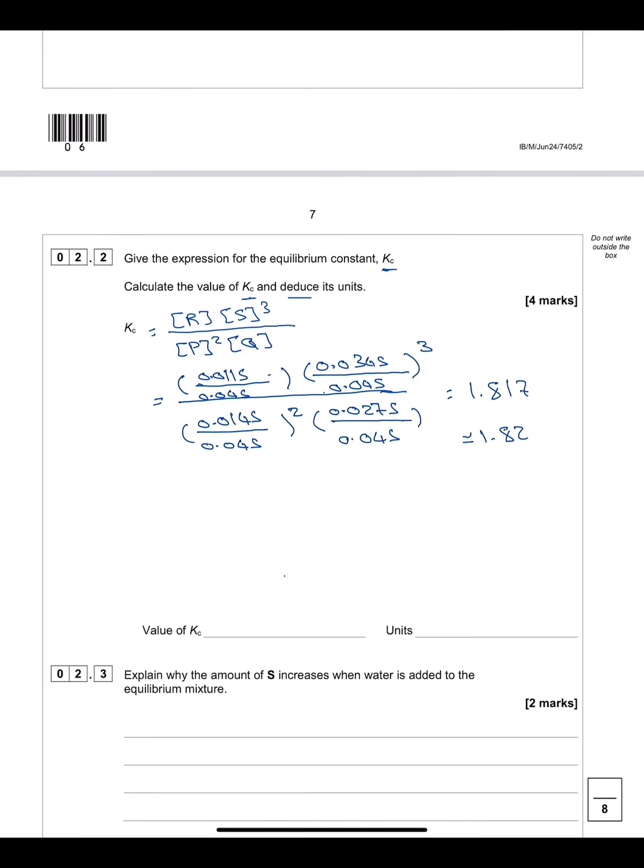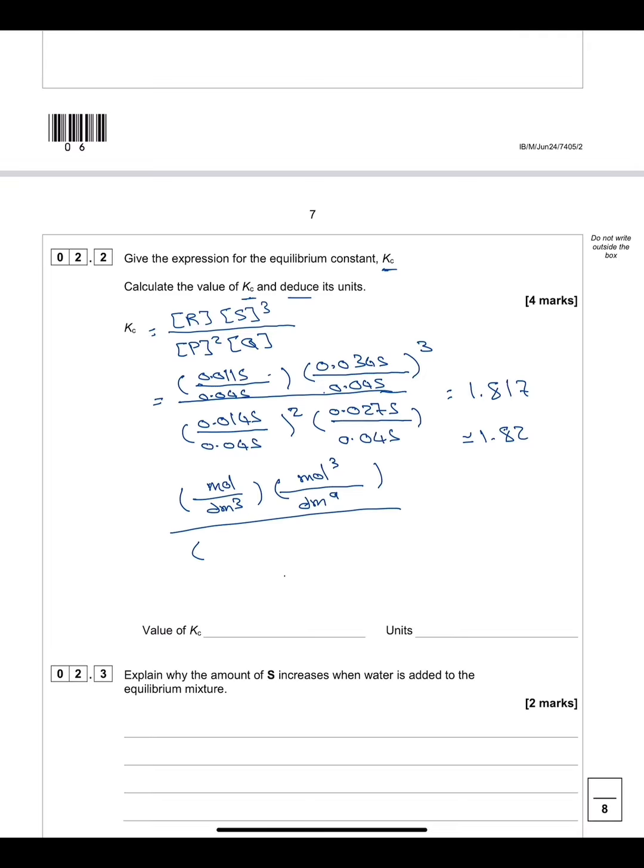Now we need to find the units. Remember that we can find the units based on the different terms for the concentrations we've used and the powers we have used. So let's take it step by step. For the R, it's going to be mole over decimeter cubed. And then that's multiplied by the cube of the concentration of S, so it's going to be mole cubed over decimeter to the power of 9.